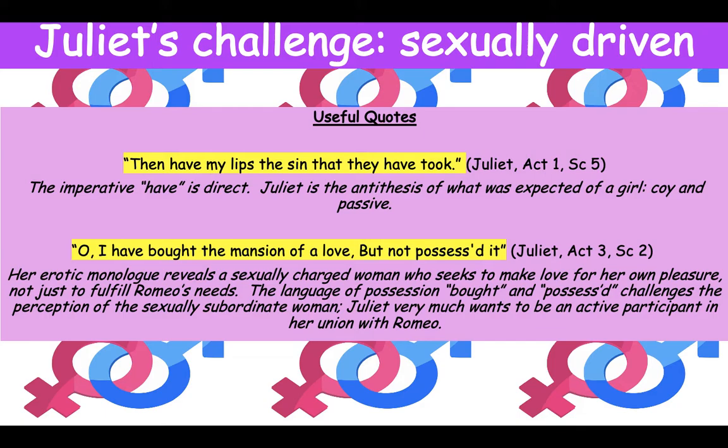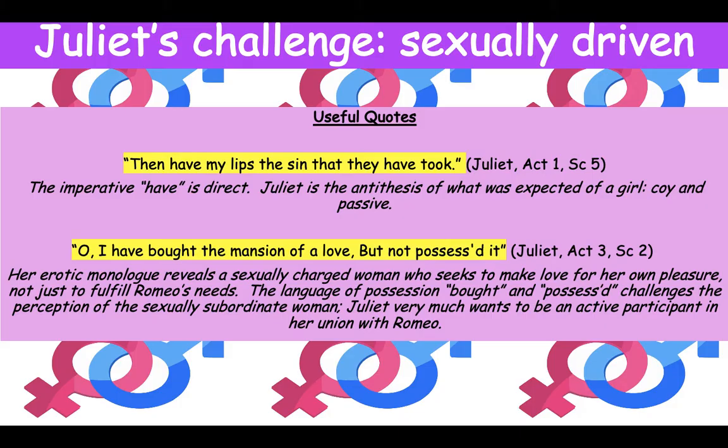We also see this in Act 3, Scene 2. She's waiting for Romeo to come back. Okay, they're married. She's waiting for them to consummate their marriage. In other words, for them to have sex and for her to lose her virginity. And she says, "Oh, I have bought the mansion of a love but not possessed it."